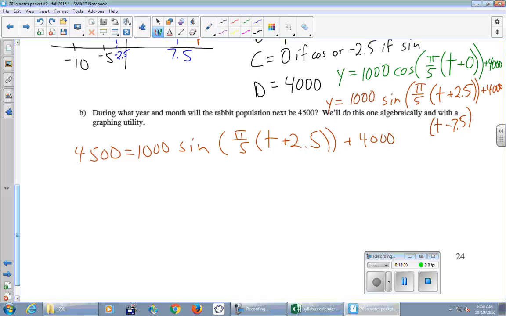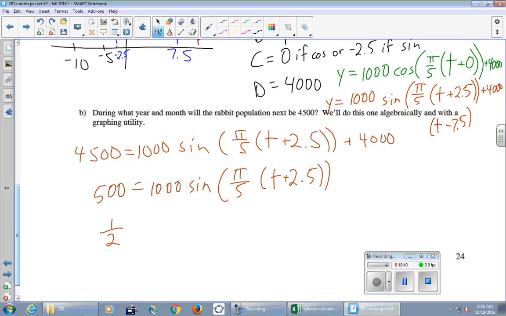Okay, what's the first step? Subtract the 4,000. So 500 equals 1,000 sine pi over 5 t plus 2.5. Next step. Just divide by 1,000. We'll reduce immediately, so we get 1/2 equals sine pi over 5 t plus 2.5.